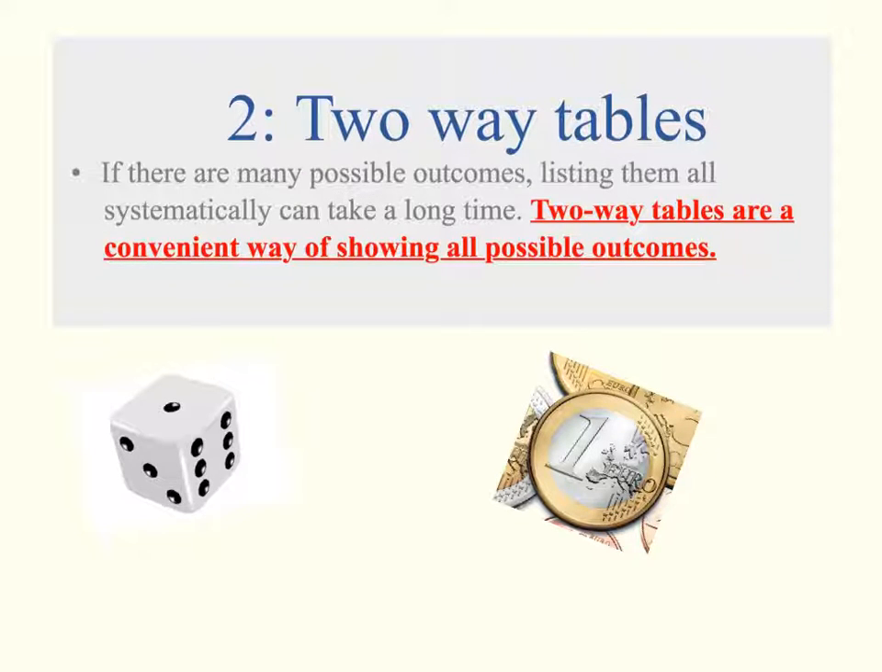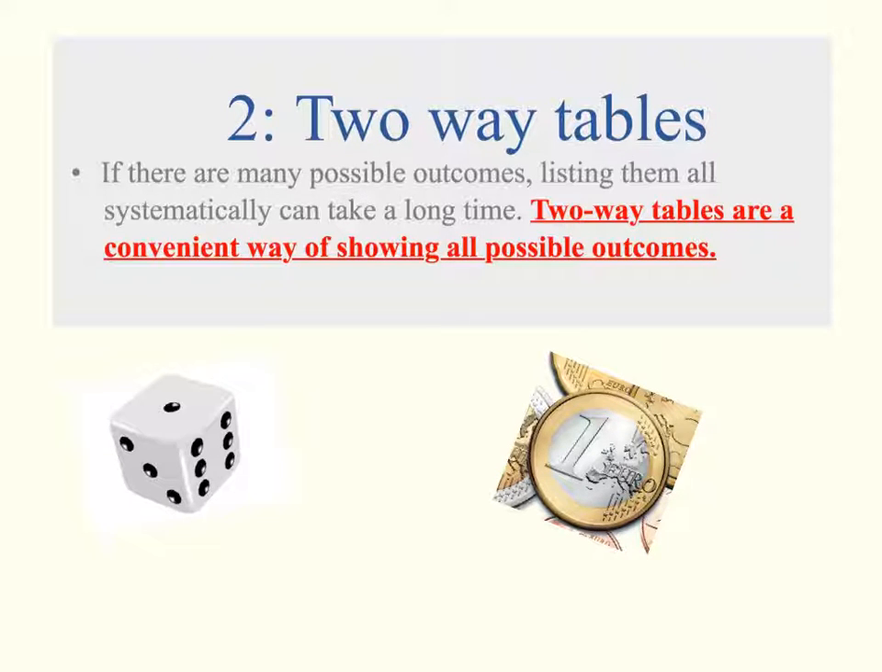So one way to combat this is to come up with our second idea, and our third keyword that we're meeting here today is something called a two-way table. So a two-way table, if there are as many possible outcomes, listing them can be really hard, and a two-way table is a convenient way of showing all the outcomes.